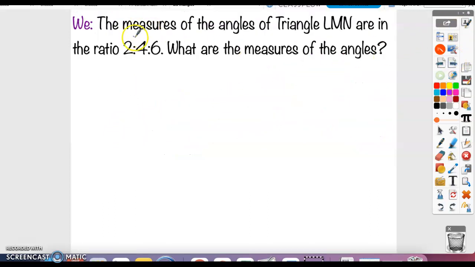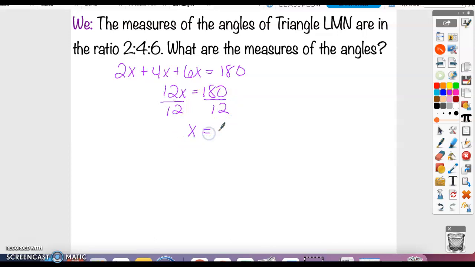Okay, so the next one has a ratio of 2, 4, and 6. So one would be 2x, the other one would be 4x, and the third would be 6x, and those 3 together add to 180. So combine your like terms. 2, 4, and 6 would be 12x. Divide by 12.